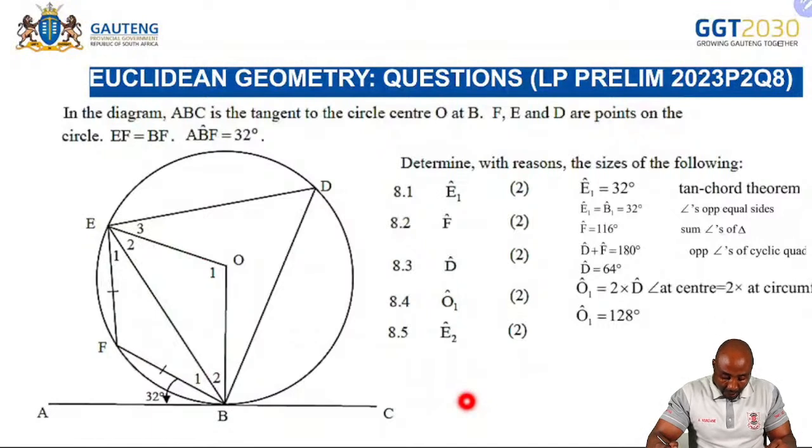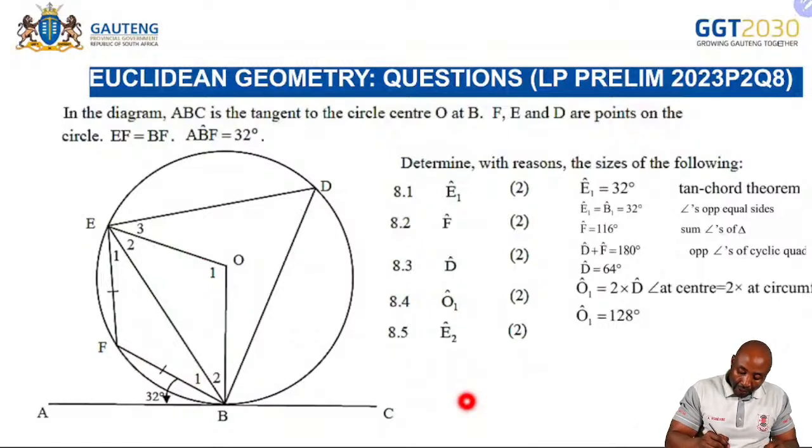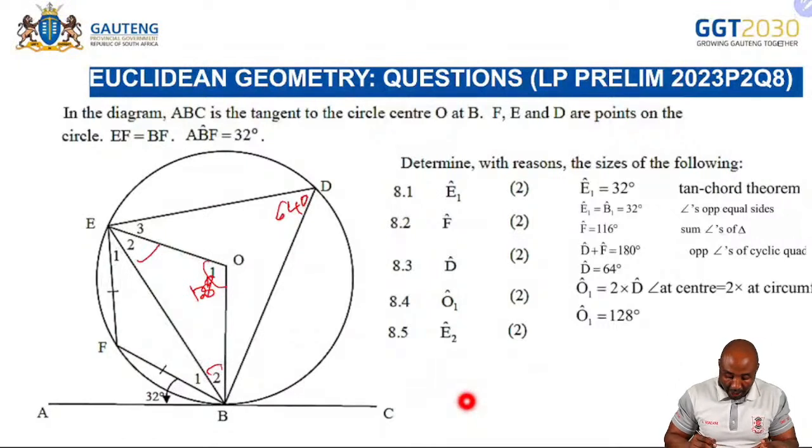And then for our E2, we have different ways of getting that one, but I've given you the easiest one. Already we have this as 64. We have this one as 128. We can just use sum of angles. We know that this is equal to that one. And then we get our angle as 26 degrees.